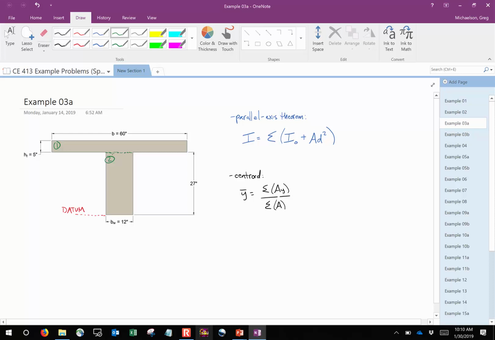You could split that up however you'd like. You could draw your lines here and here and say this is rectangle number 1, and that's rectangle number 2, and rectangle number 3. You could do this however you'd like, and it'll still work. I just think that's the easiest way to do it.